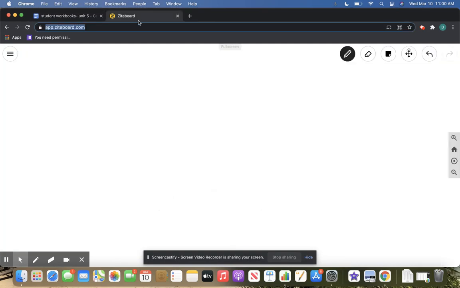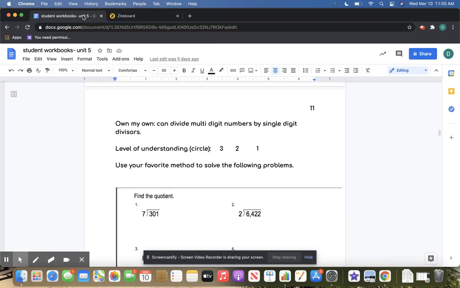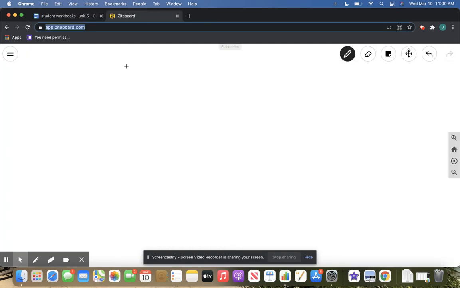So we're going to start by writing the problem out, 6,422 divided by 2. We're doing this problem right here. So I am going to draw that, or write that out, draw it because I'm on my computer, divided by 2. 6,422 is my dividend and 2 is my divisor. So I have to figure out how many groups of 2 can fit inside 6,422.